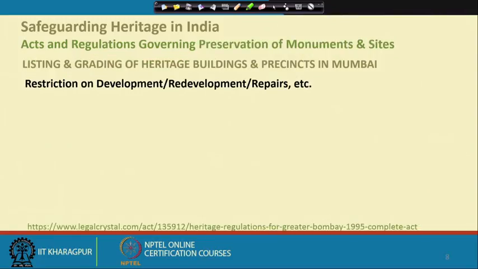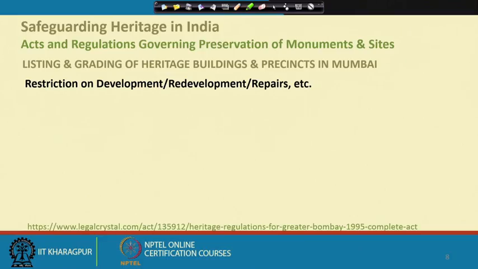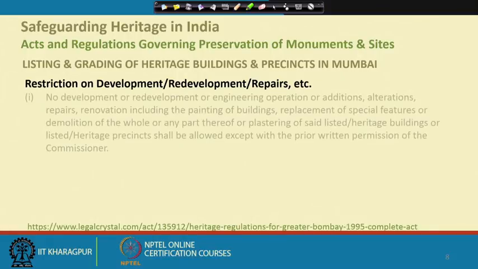Now, again coming back to the precincts, as I say, the listing and grading is very important. We have seen in the case of Panaji. But what is the implication? So, we have seen what the definition is, we have seen what the objective is. What is the implication of designating a heritage precinct? Restriction on development, redevelopment, repairs.